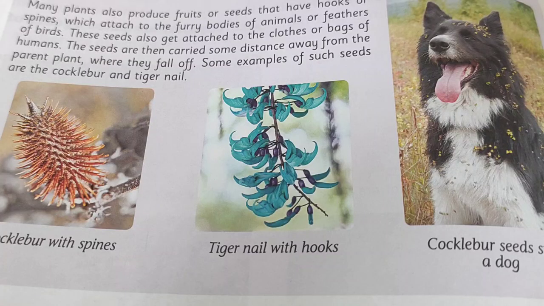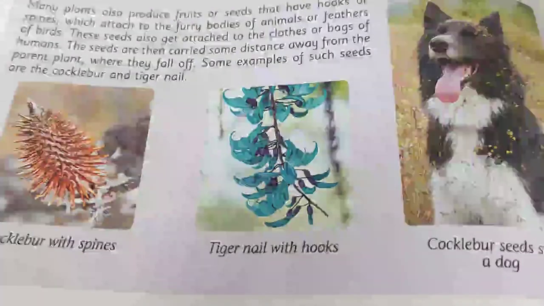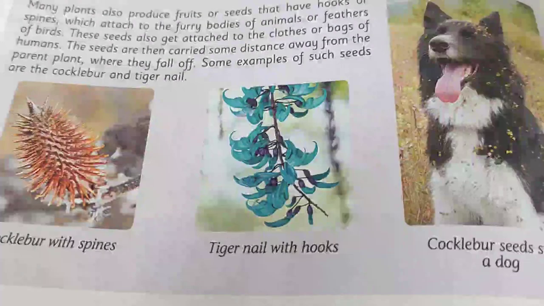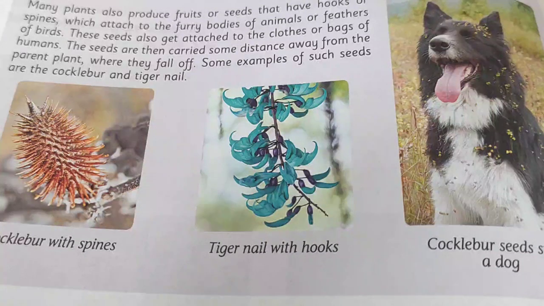Now let's see, many plants also produce fruits or seeds that have hooks or spines which attach to the furry bodies of animals or feathers of birds. These seeds also get attached to the clothes or bags of humans. The seeds are then carried some distance away from the parent plant where they fall off. Some examples of such seeds are the cocklebur and tiger nail. See cocklebur with spines, tiger nail with hooks, and cocklebur seeds stuck on a dog.